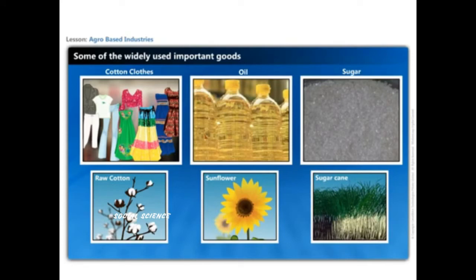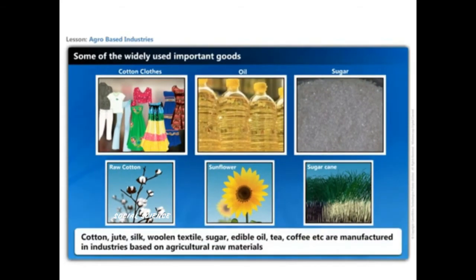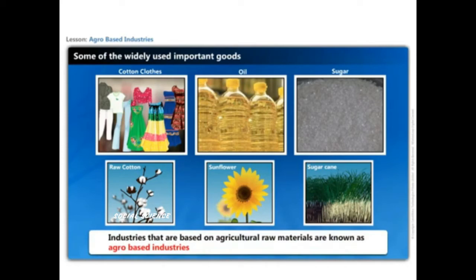These are some of the materials manufactured from agricultural products. Cotton, jute, silk, woolen textile, sugar, edible oil, tea, coffee, etc. are manufactured in industries based on agricultural raw materials. Industries that are based on agricultural raw materials are known as agro-based industries.